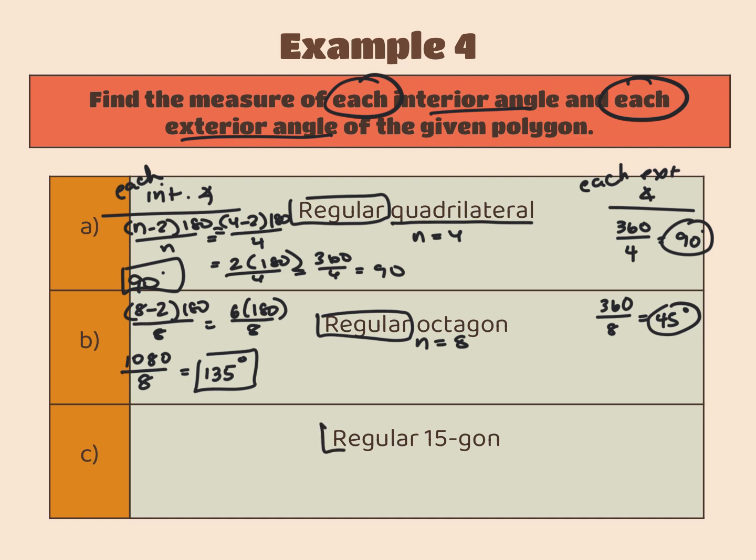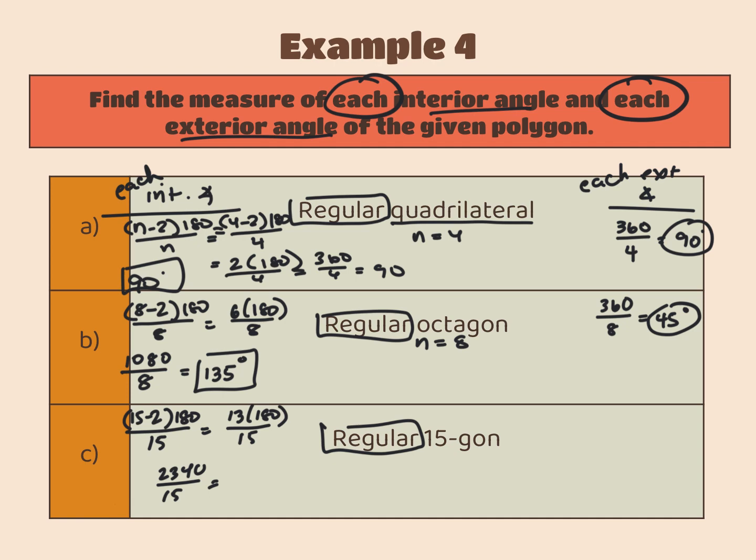And again, a regular 15 gon. So the sum is 15 minus 2 times 180. And then I divide it by 15 sides. So I'm going to get 13 times 180 divided by 15. 13 times 180 is going to be 1800 plus 540. So it's 2340 divided by 15.